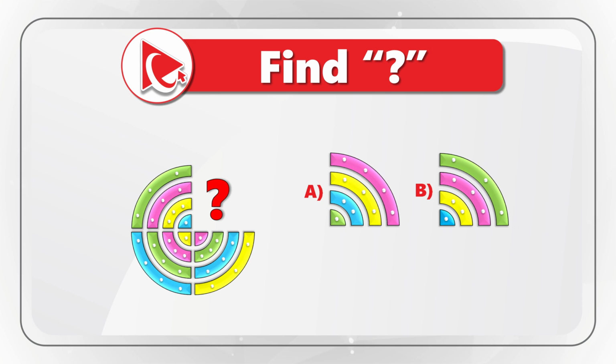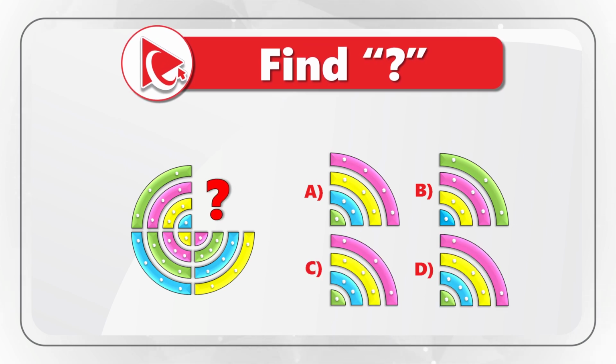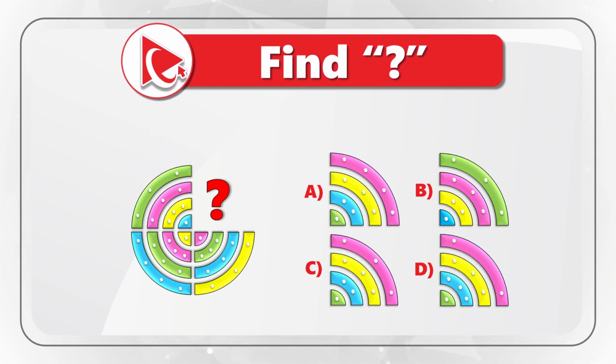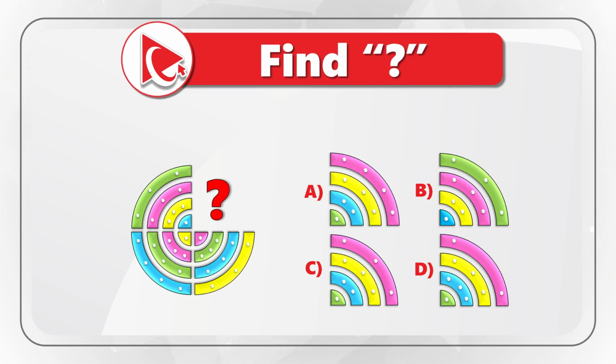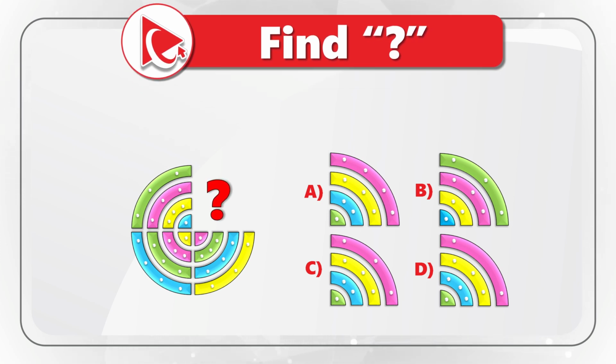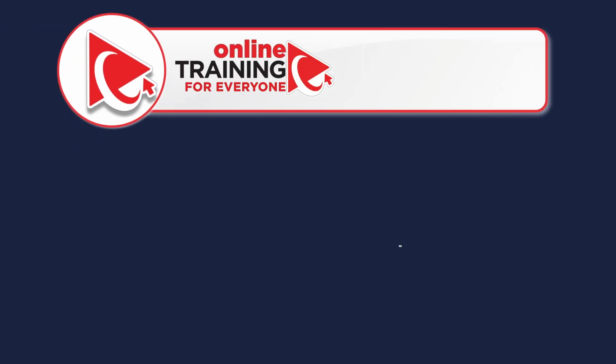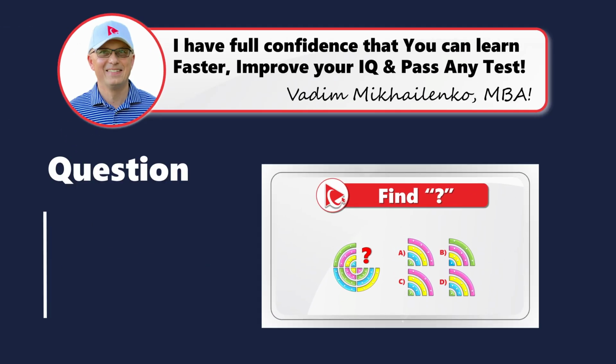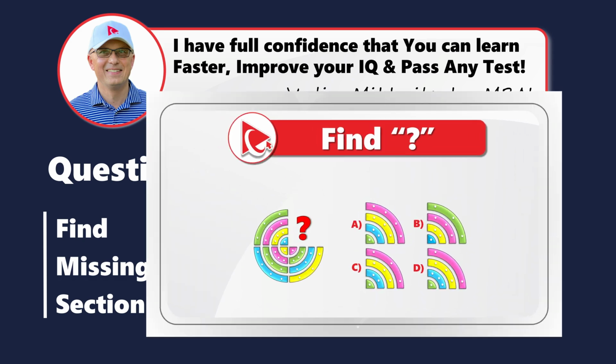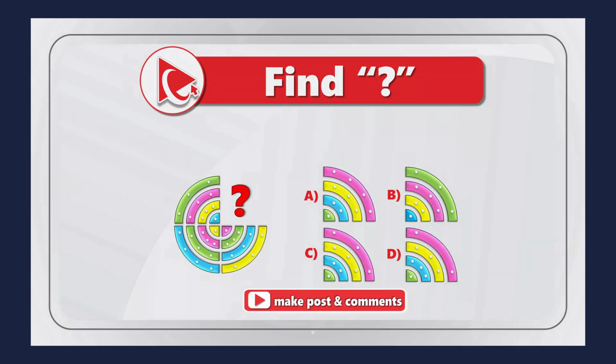Choices A, B, C, and D. Take a close look at the colors, look at other elements to see if you can come up with the solution. Are you ready? I'm going to move forward and share with you my version of the answer. And obviously, if you have a better way to solve it, please make sure to post in comments.